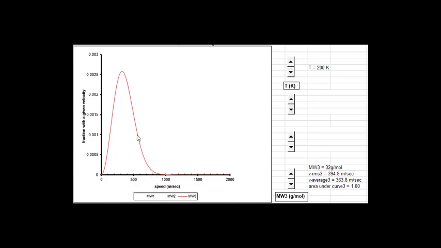And the average is going to be, because this is a skewed graph, it's not symmetrical, a little bit to the right of the peak, and it turns out to be 364 meters per second. So the average molecule here has a speed of close to 400 meters per second. But of course, there are some that have a higher speed and some have a lower. In fact, theoretically, you could end up having some molecules out here at 2,000 meters per second, but not many. Their fraction is going to be minuscule.